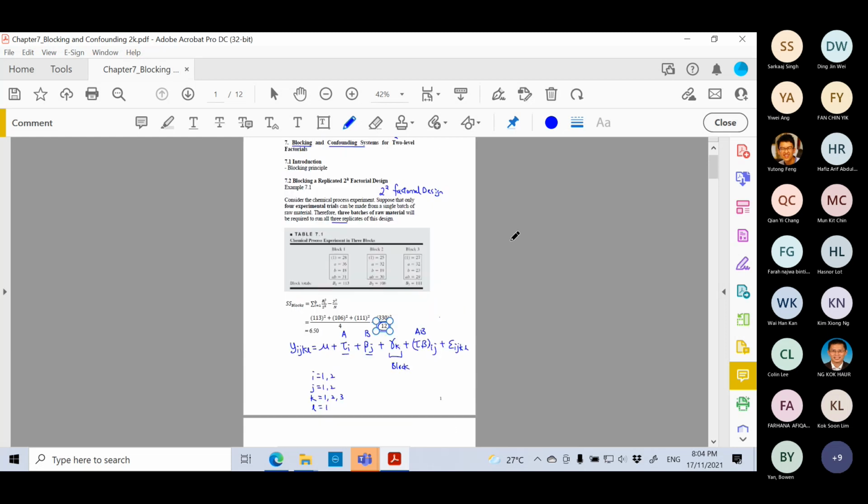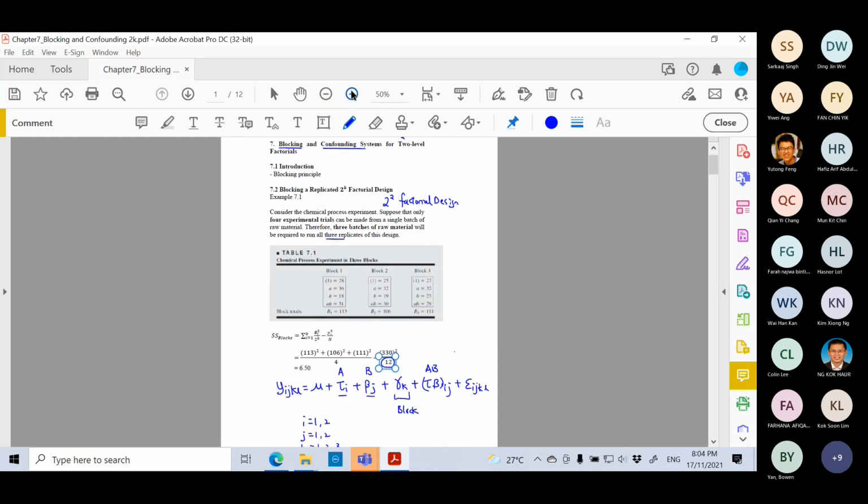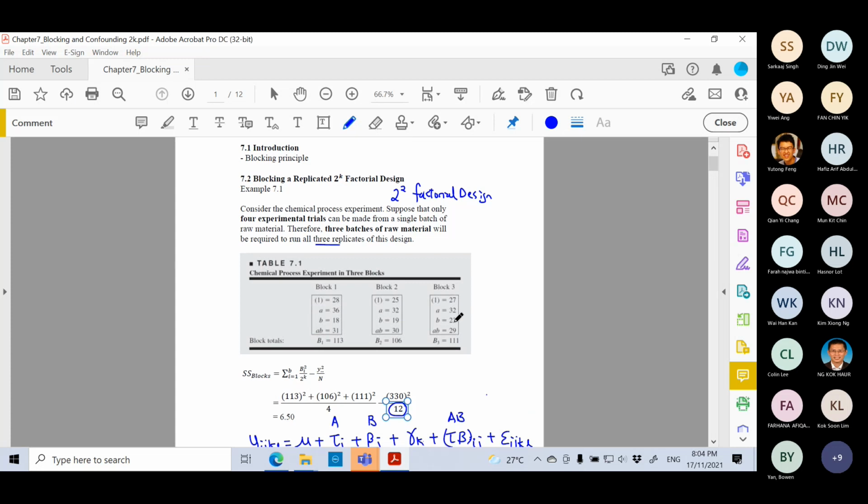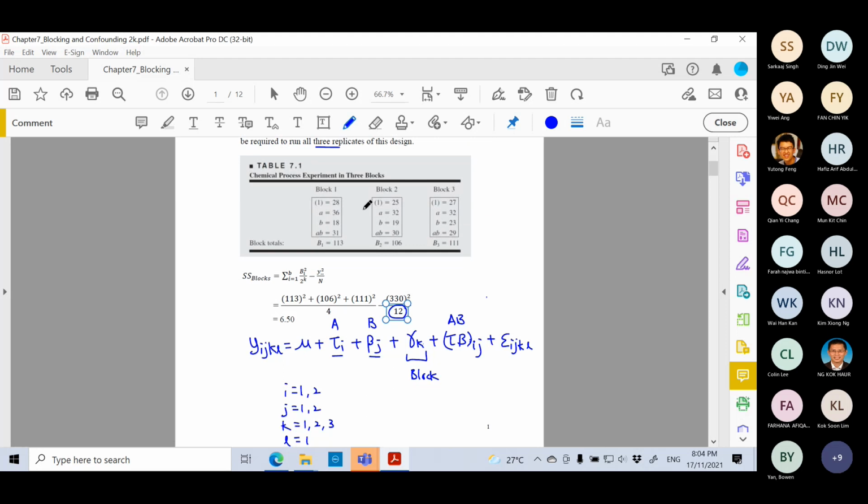So we go back to the same example. Just recall what you had just now. For the blocking, I have 3 blocks where all the 3 blocks will run completely all the treatment combinations: 1, A, B, and AB, all the combinations you run. However, just now we don't want to run all the treatment combinations because we do not have enough raw material to run. So therefore, we run fewer treatment combinations within a block.